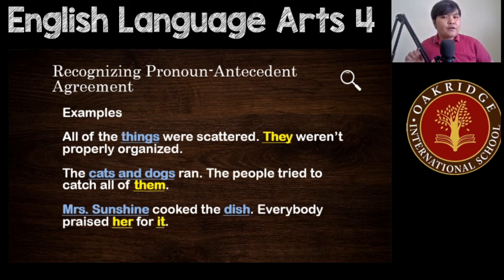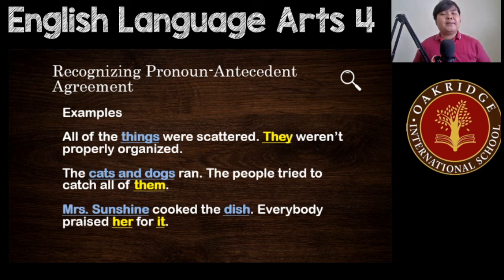How about some examples when you have two pronouns? Here's another example. Mrs. Sunshine cooked a dish. Everybody praised her for it. Now we have two pronouns here, her and it. Her has the antecedent Mrs. Sunshine, because Mrs. Sunshine is a girl, a woman. Therefore, you would use the pronoun her. And dish there is replaced by the pronoun it.